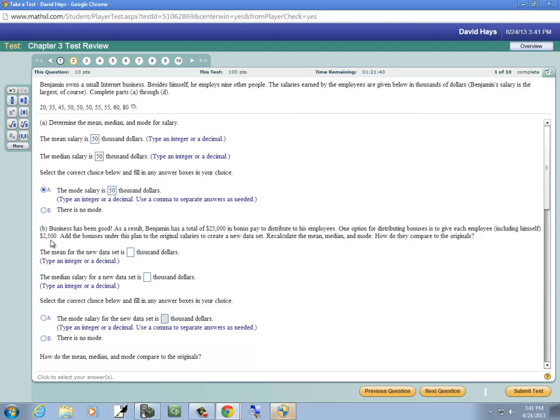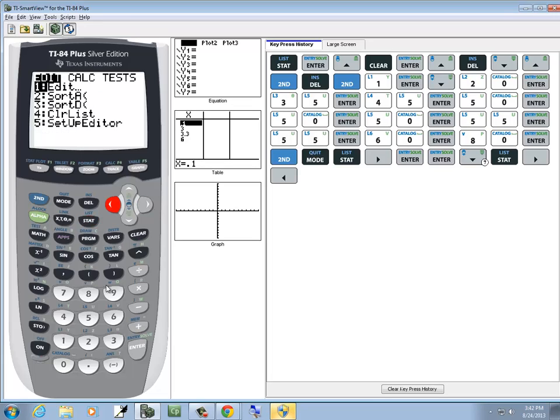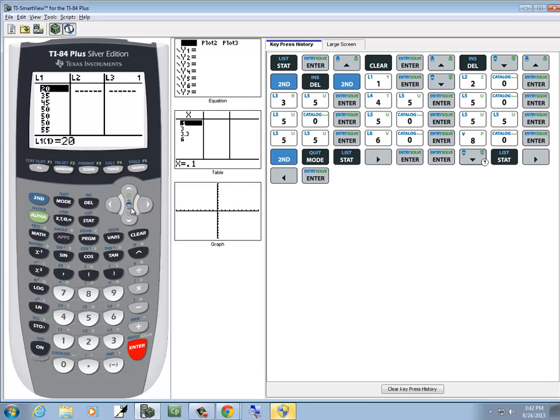Which means we're going to add 2.5 to the original data. Hopefully I'm reading that right. Stat, and I'll go over to edit. Go into edit, and now I'm going to right arrow over to L2, and I'm going to up arrow and highlight L2. Now we can actually type a formula in here.